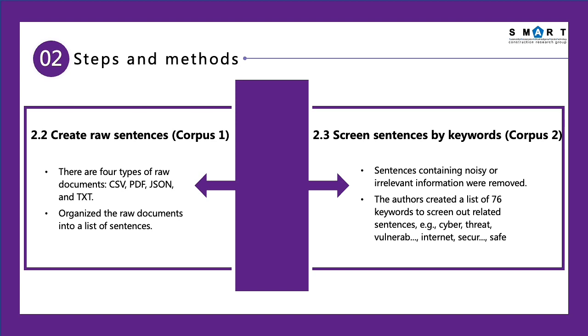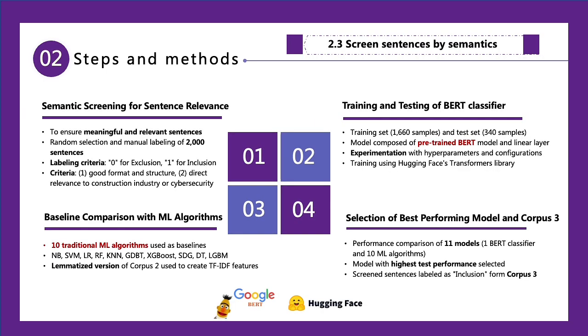And then from the sentences, we first screen the high-quality sentences by keywords. We created a list of 76 keywords to screen out related sentences. The keywords are like cyber, threat, vulnerable, internet, secure, and safe. Afterwards, we want to screen out the sentences that have high quality in semantics. So we use semantic screening for sentence relevance.